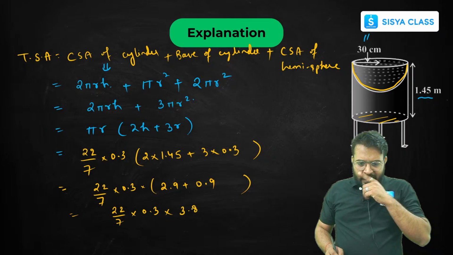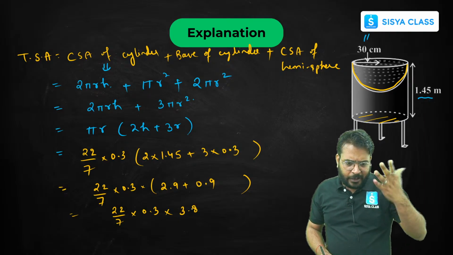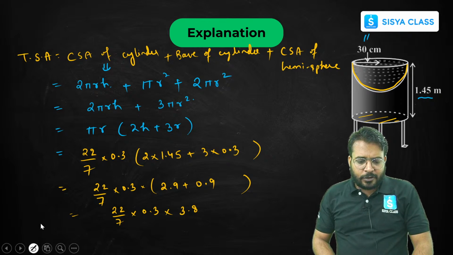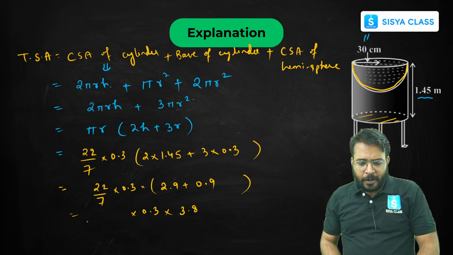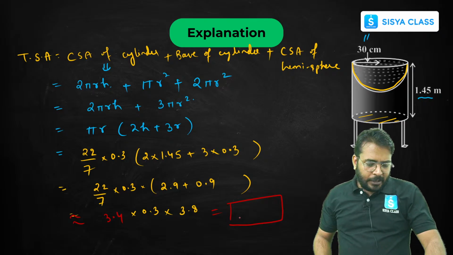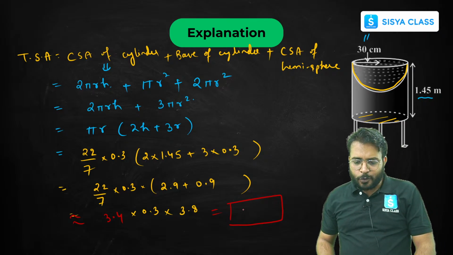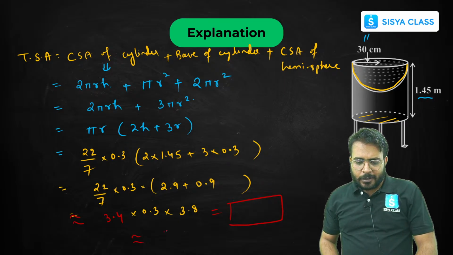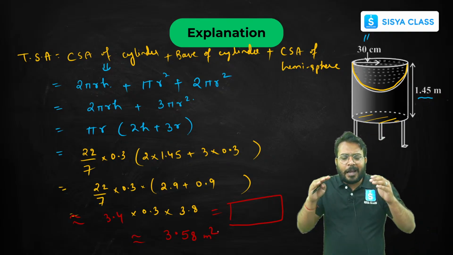So here 3.8, 0.3, okay? So 22 by 7, it is not divisible, all right. So here it is advisable to use the approximation value, that is 3.14 here. You can approximate your answer with 3.14, multiply it and get your answer, all right. So your answer is going to be 3.58, okay, 3.58 meter square. This is going to be your answer. You can multiply and check, okay.